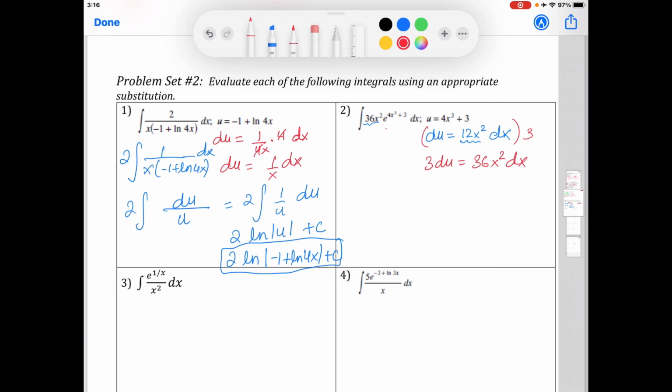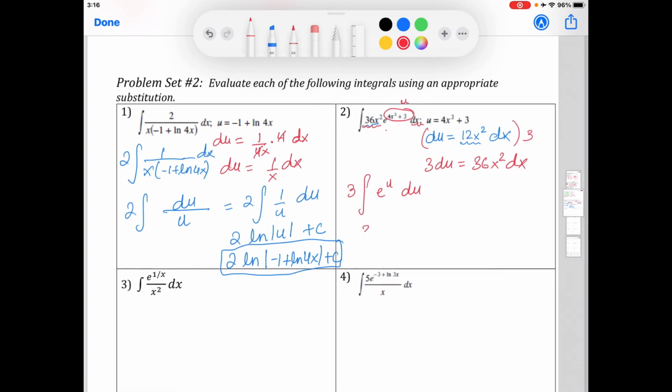And okay, I'm going to replace this part with 3 du, and I'm going to replace this part with u. So I'm going to pull out the 3, and I have e to the u du. Again, e is a very straightforward integral. So the integral of e to the u is just e to the u plus c. So plug back your u in. It is 4x cubed plus 3 plus c.